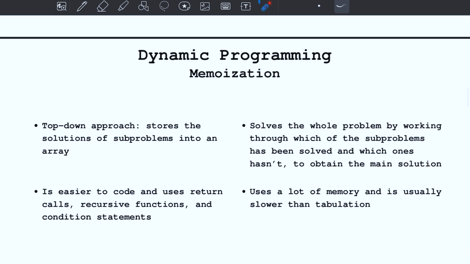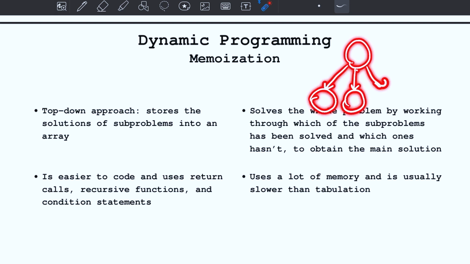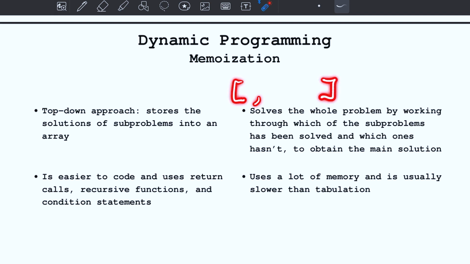Okay, so let's start with the first one, memorization. It is a top-down approach that stores the solution of subproblems into an array. And how it works is that we start with the main problem and we recursively solve the subproblems of this main problem. And then when we obtain those solutions, we can trace it back to the main problem. And here in memorization, we store those solutions in an array, and we check each array of the subsolutions to see which one has been solved or which one hasn't, and then we pick that one up to solve.